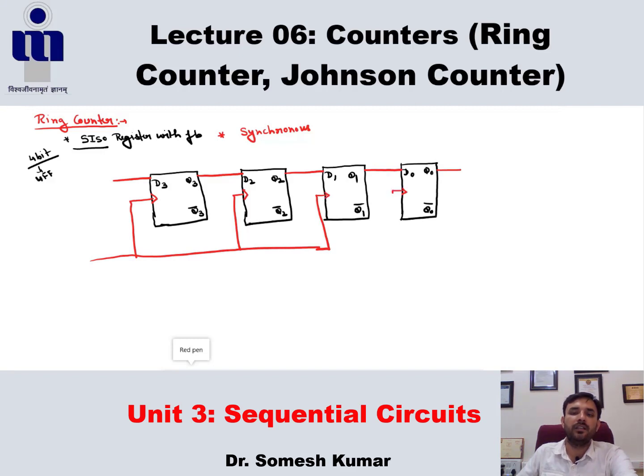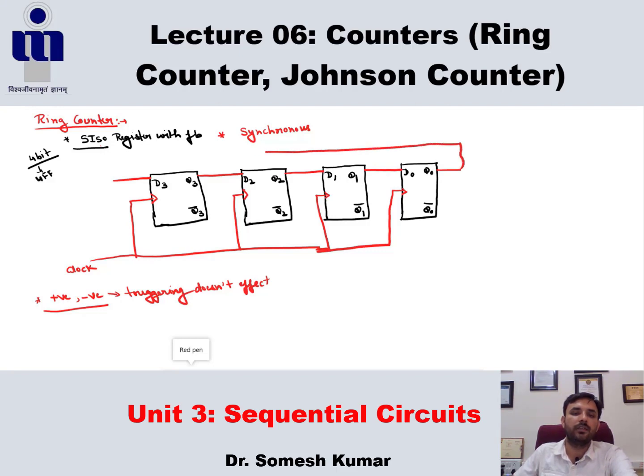Here, triggering is not important. You can use positive edge triggering or negative edge triggering. So triggering does not affect it. The truth table remains the same. Fine. So this is our clock. Basically this is our serial input serial output register with feedback. Here feedback is given to the input like this. So this is our ring counter.